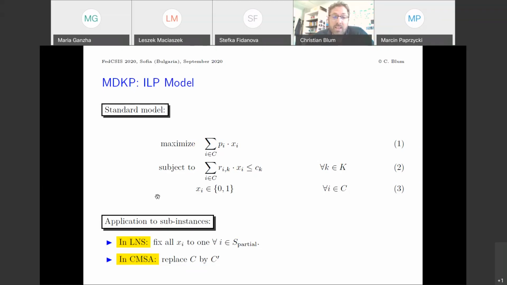For the application to sub-instances in LNS, we simply fix all the items that are in my partial solution to 1. The value of all these variables, I should set them to 1. And in CMSA, I replace, in this model here, the complete set of items with the sub-instance, with the reduced set of items.